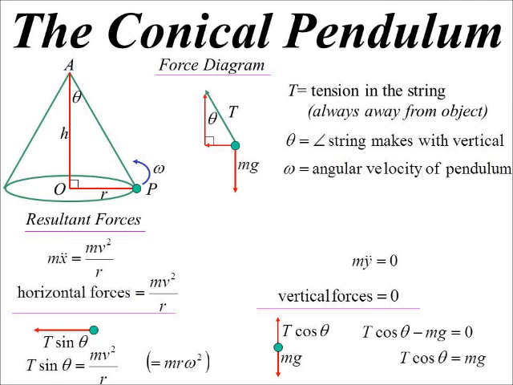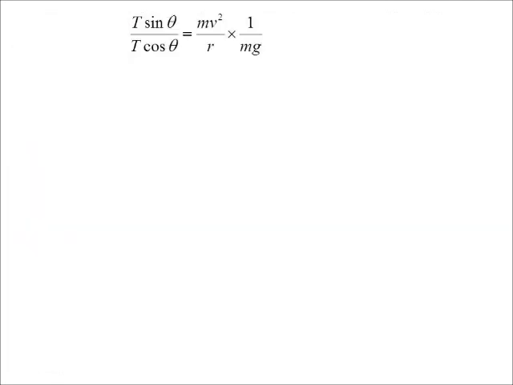So now we can play around with these and discover some things. If I eliminate the tension, and I'll do that by division in this case, so T sine theta over T cos theta, that'll be mv squared on r divided by mg. The m's cancel, and we get v squared on rg. So that's a way of working out the angle if I know the others, or if I know the angle I can work out the velocity or whatever. If I was using angular velocity, I would have ended up with r omega squared on g.